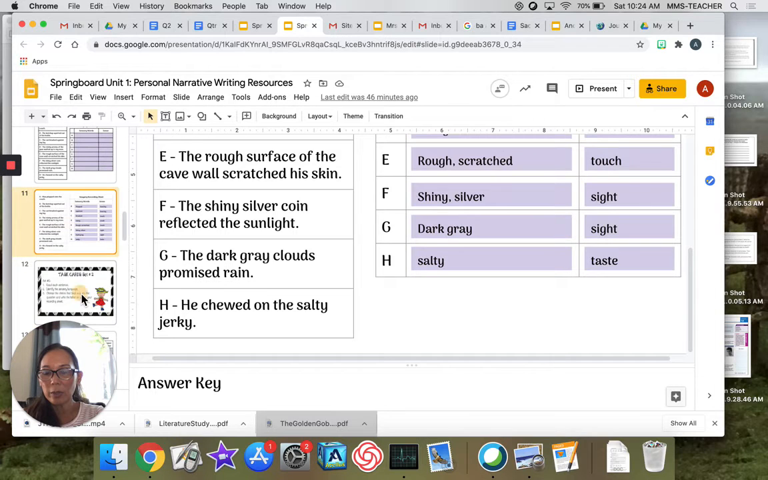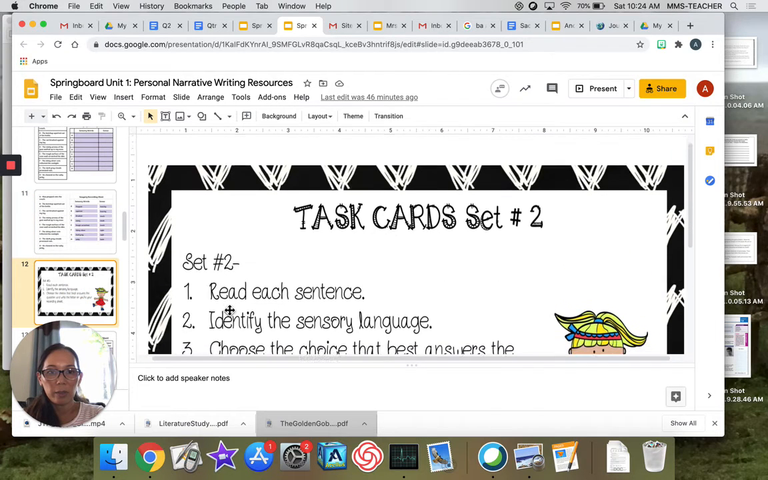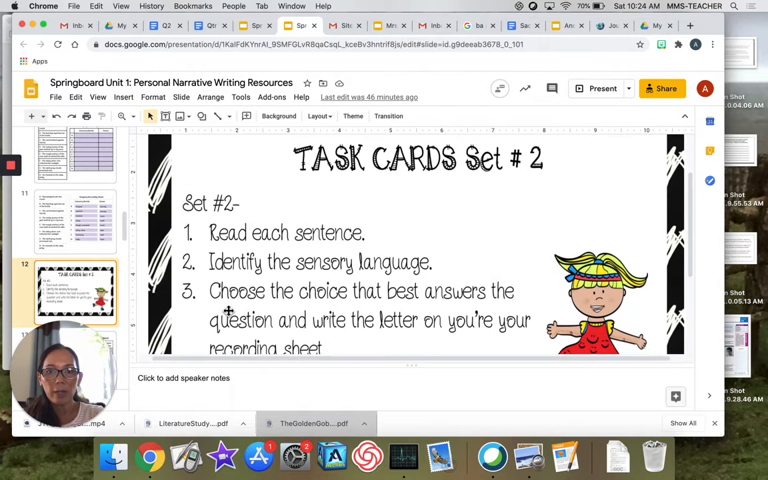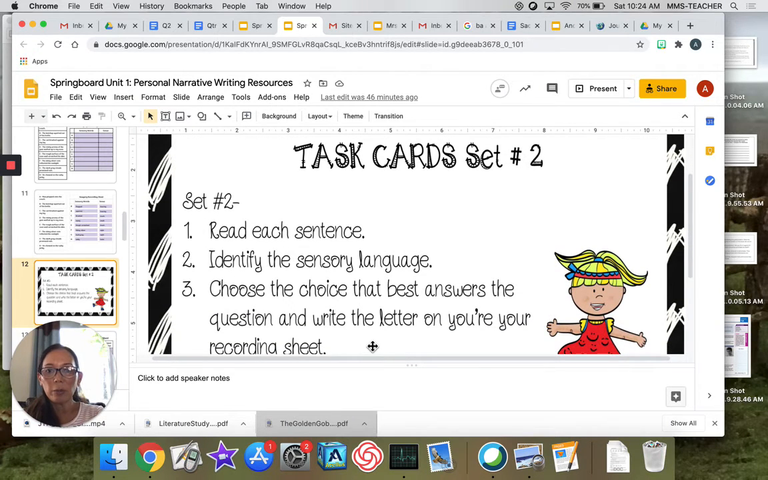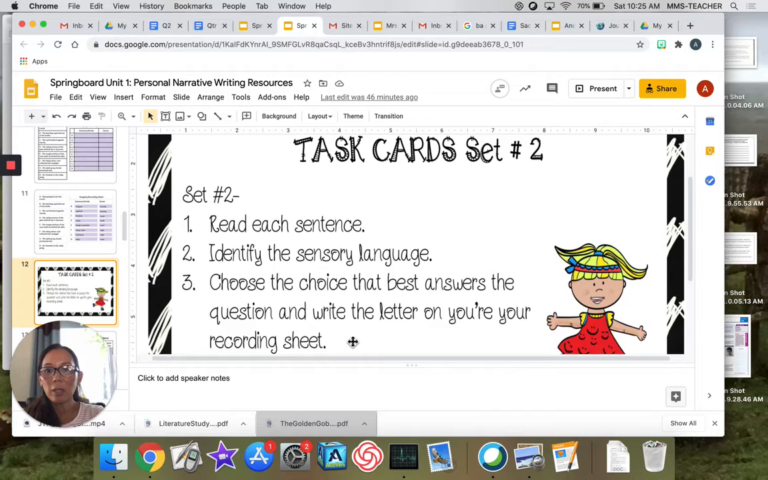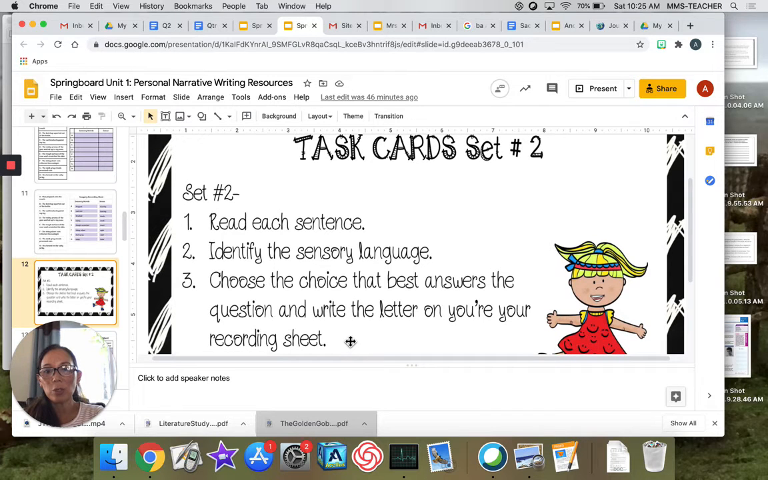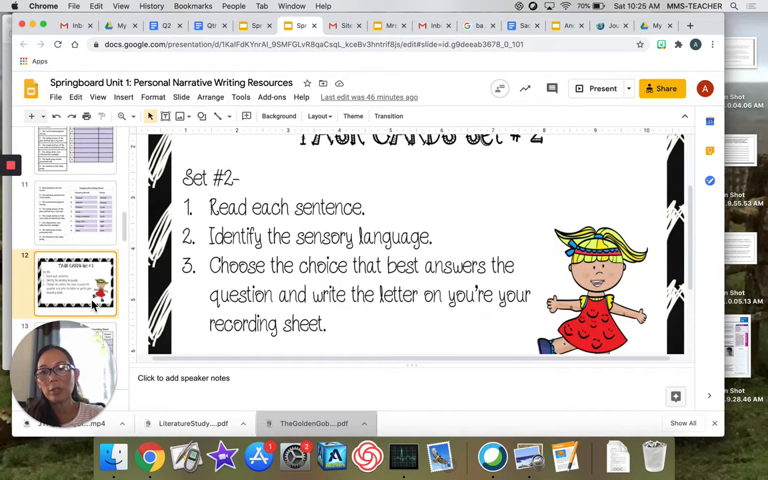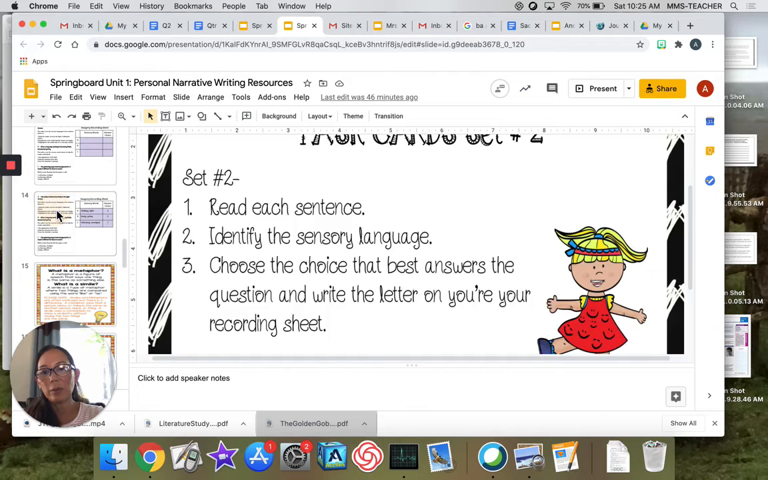Okay, we're going to do another set of cards together. So for this set, number 1, you're going to read each sentence. Number 2, identify the sensory language again. And 3, choose the choice that best answers the question and write the letter on your recording sheet.